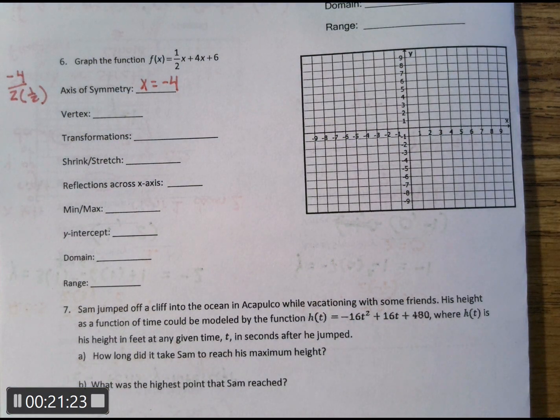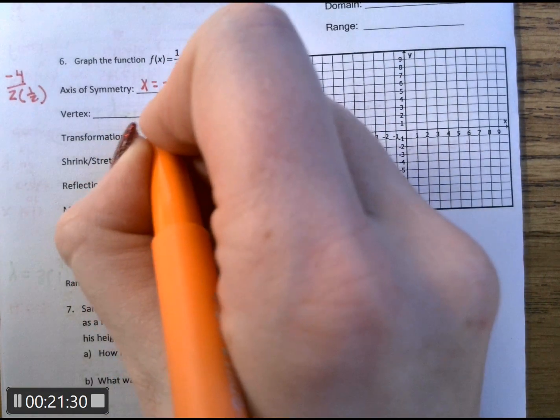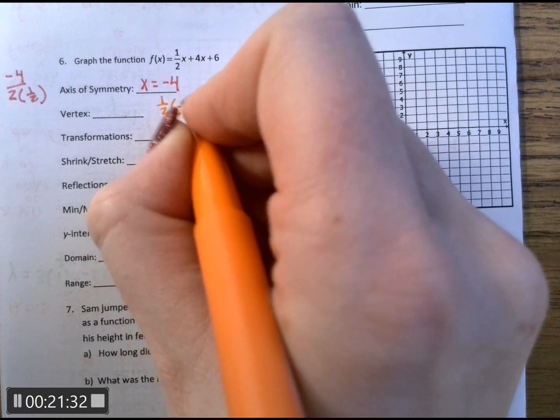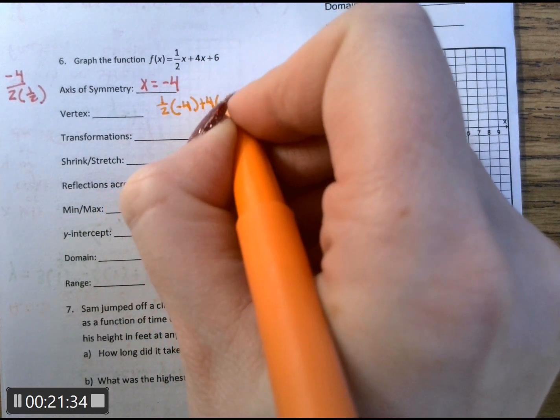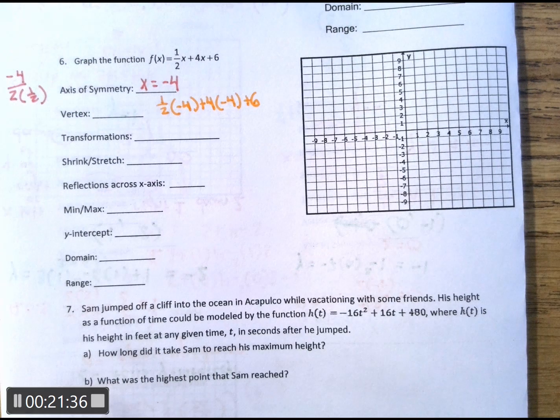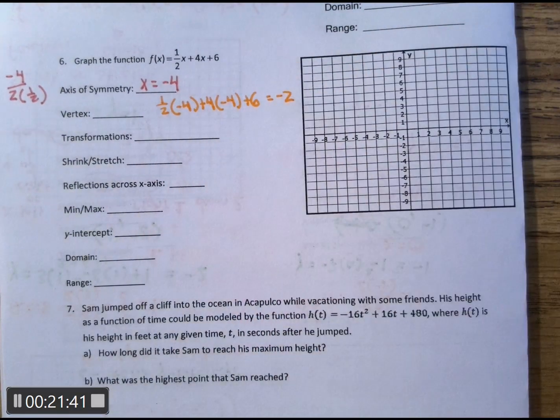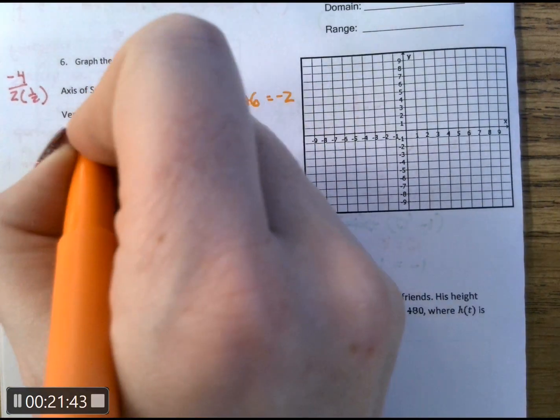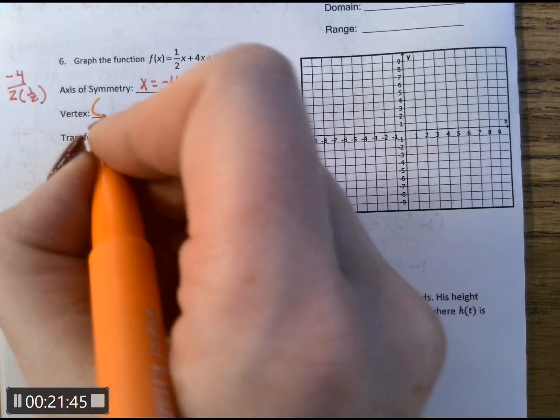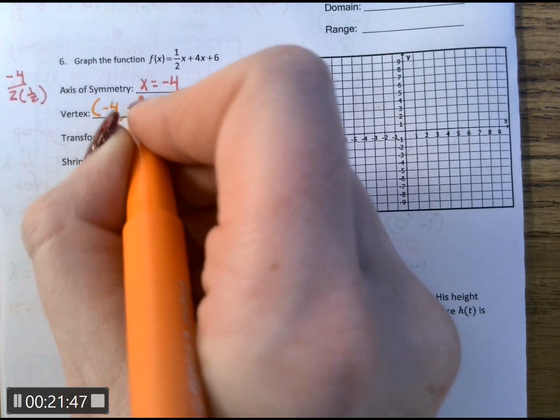All right, if you don't believe me, put it in your calculator. To find your vertex, substitute it in. All right, and you are going to get negative 2. So then our vertex is negative 4, negative 2.